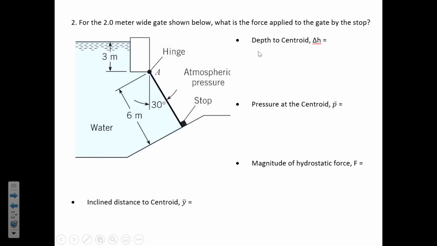I'm asking you to determine depth of the centroid, pressure at the centroid, magnitude of the force, y bar, and I. I think on your paper it also asks, and I just took a screenshot of the first part of it, for the distance between the centroid and the center of pressure, so YCP minus y bar, and then the sum of the moments about the hinge. Let me pause for a moment, and I'd like you to collaborate with your classmates on this one. Talk through it together.